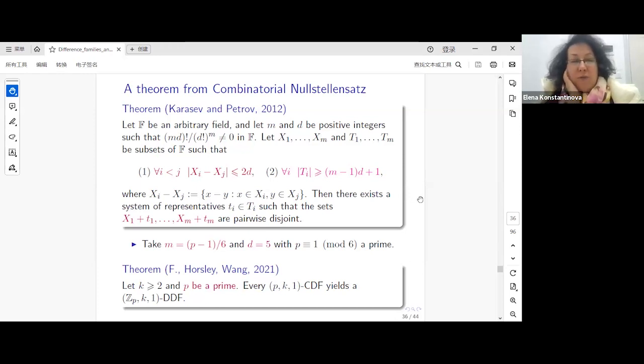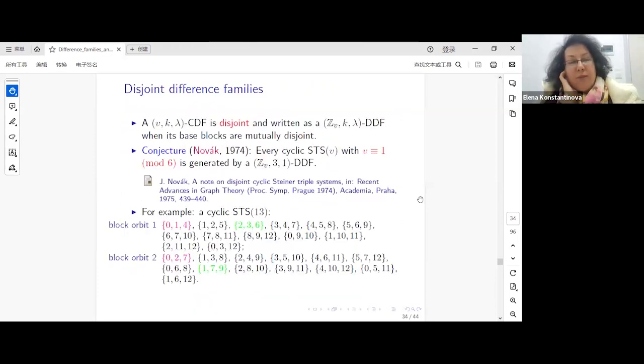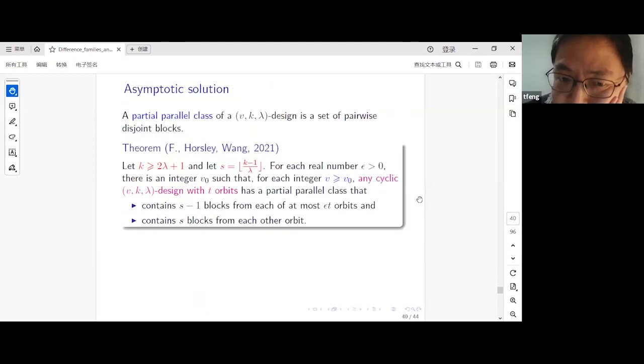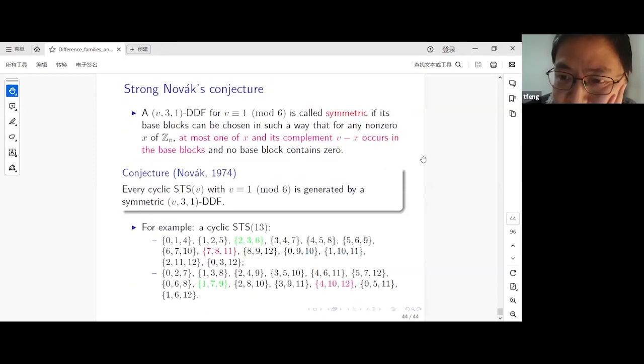So for the strong Novak's conjecture, you believe that it is true, right? Yes. For all small values, it's true. But it's too difficult because it contains almost all elements. Did you make some computational experiments to check it? Yes. I see. Okay, thank you so much.